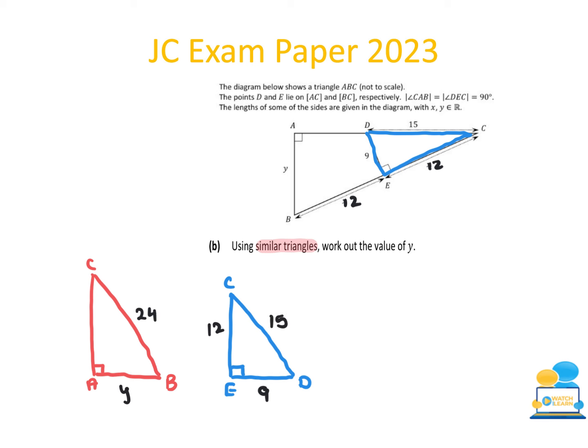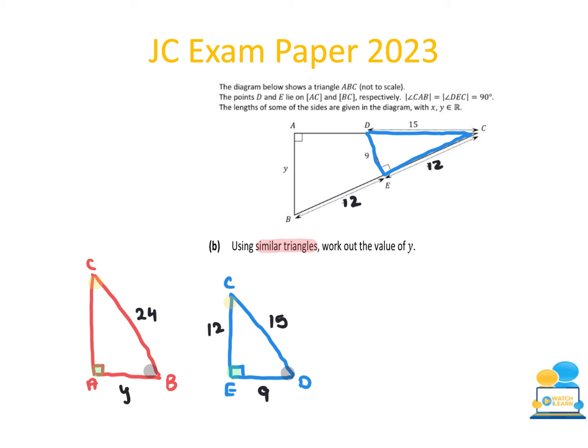Now, these triangles are similar triangles because they share the exact same angles. They've got a right angle here together. They share a common angle up here, which means that their third angle must also be the same. So they have three of the same angles, which makes them similar triangles. And when we have similar triangles, we can create ratios and put them equal to each other.